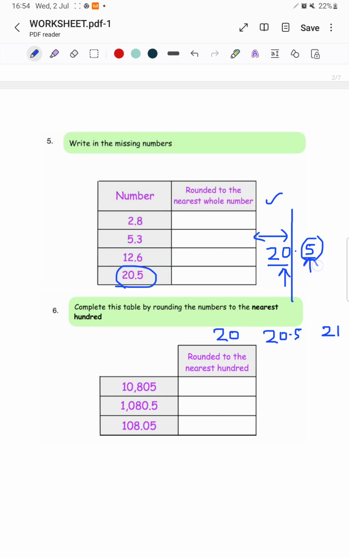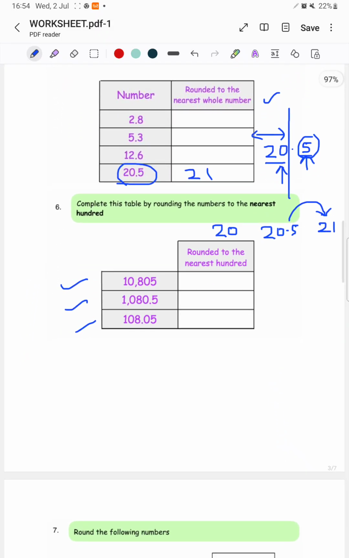Because the digit next to the whole number is 5, it will move to the higher side, so the answer will be 21. Then the rest you can do these questions. Here I just want to focus on one important thing.